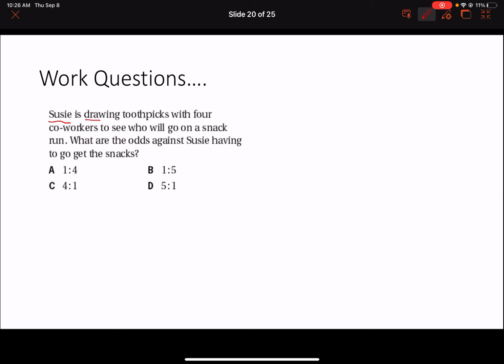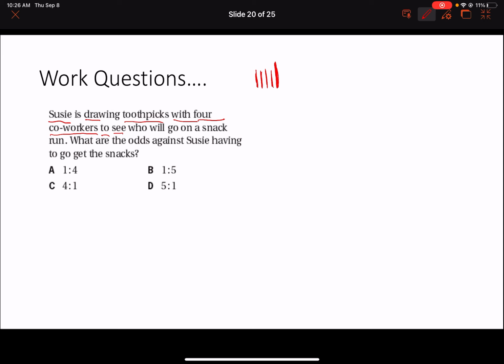Susie is drawing toothpicks with 4 coworkers. Not drawing as in taking from a pack, to see who will go on a snack run. What are the odds against Susie having to go get snacks? So essentially what that means is that there's Susie and 4 other coworkers, and they're going to draw toothpicks, and the longest one gets to go, but you don't know which is the longest one. So that's what it means.